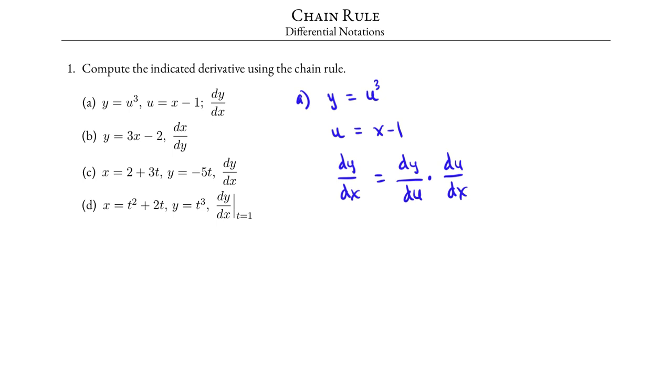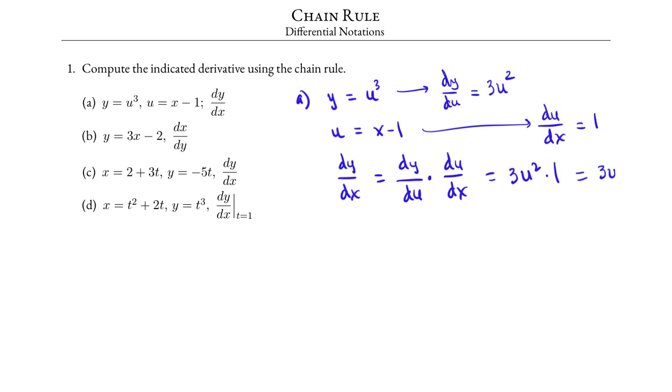Now, what is dy/du? If y is u cubed, then dy/du is 3u squared. Similarly, du/dx is the derivative of u with respect to x. The derivative of x is 1, and the derivative of 1 is 0. And so dy/du is 3u squared, and du/dx is 1, so the product is 3u squared.